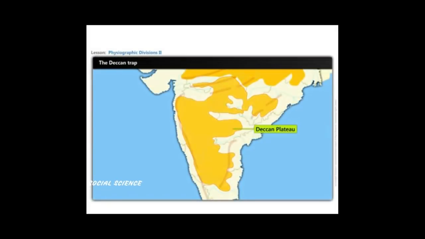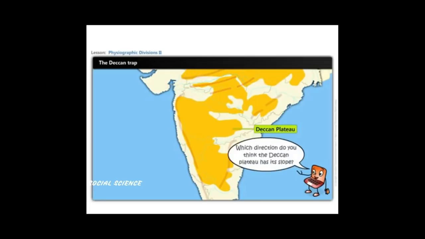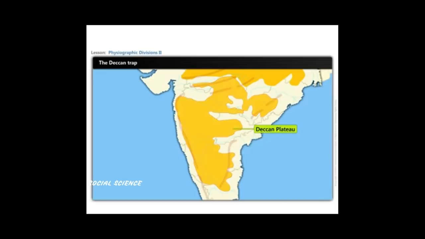The Deccan Plateau is a triangular landmass that lies to the south of the river Narmada. The Satpura range is located in the north, while the Mahadev, the Kaimur Hills and the Maikal Range form the eastern extensions. Which direction do you think the Deccan Plateau has its slope? The Deccan Plateau is higher in the west and slopes gently eastwards.